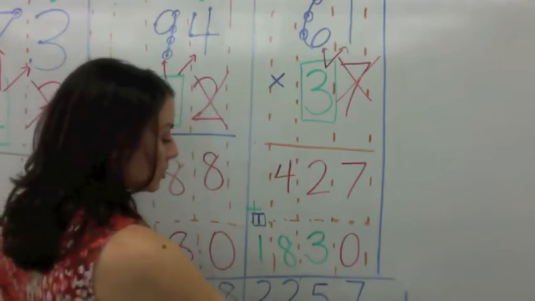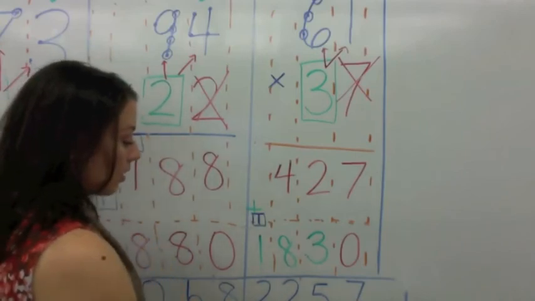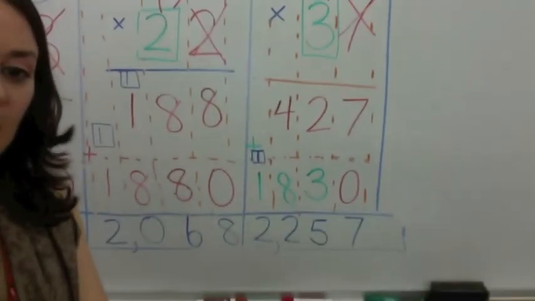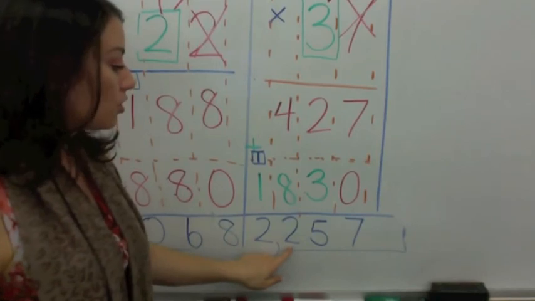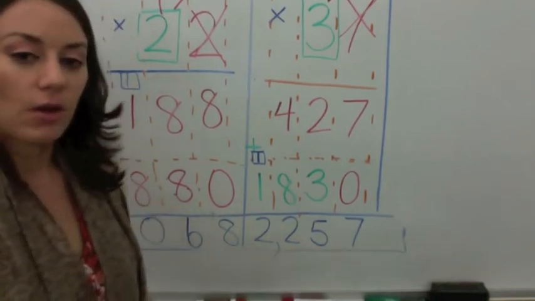We're going to go back 3 spaces. 1, 2, 3, comma. And our answer is 2,257. Go ahead and get that down.